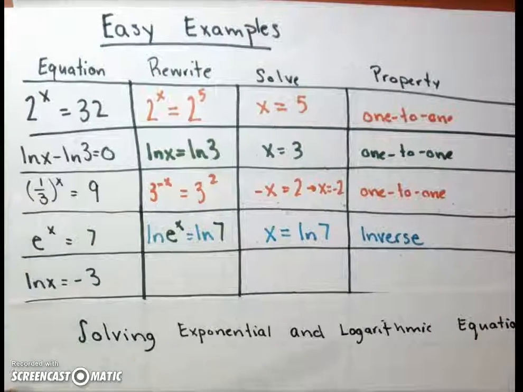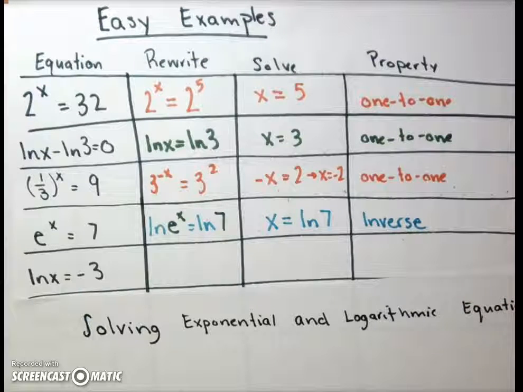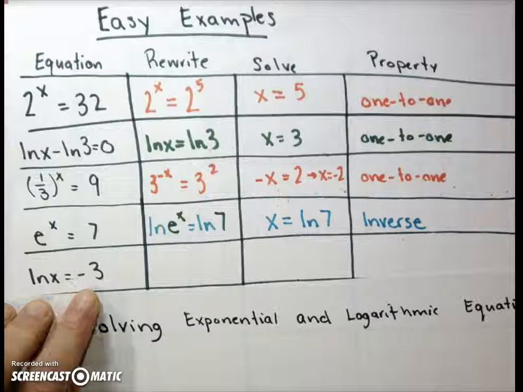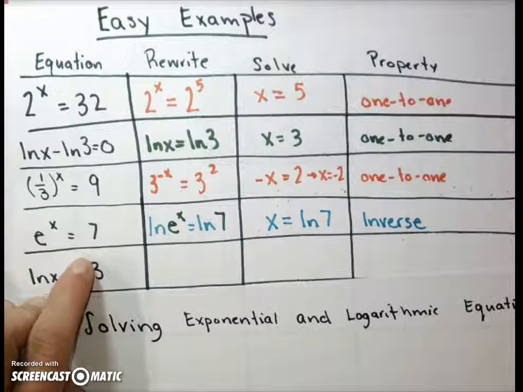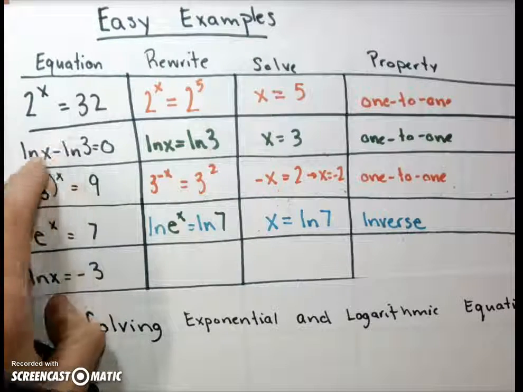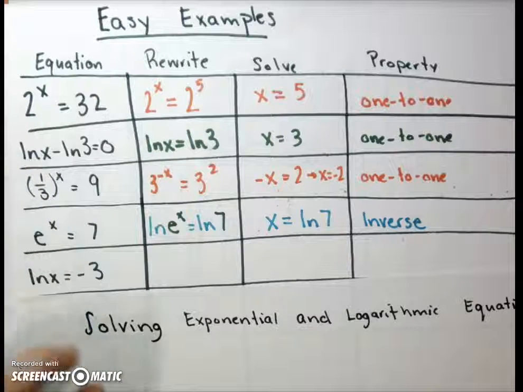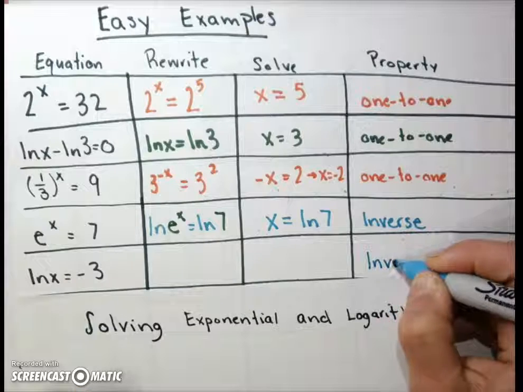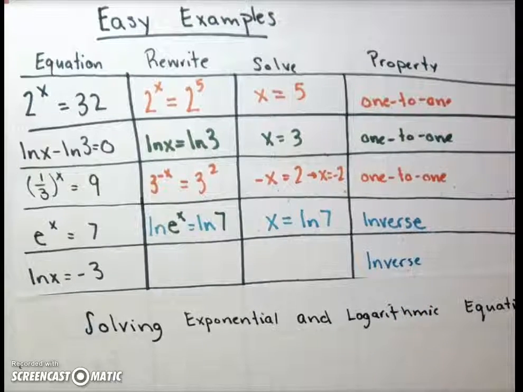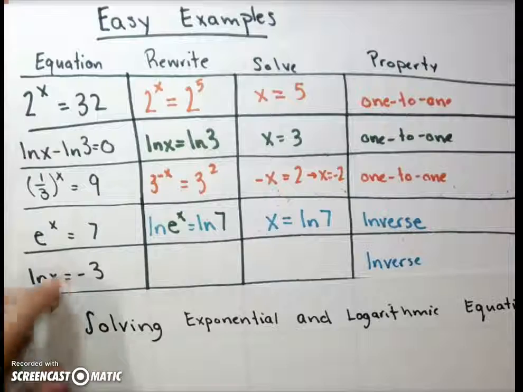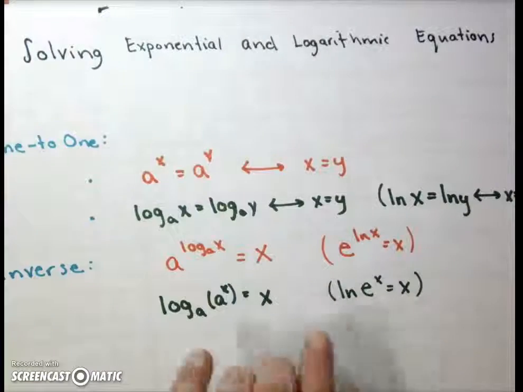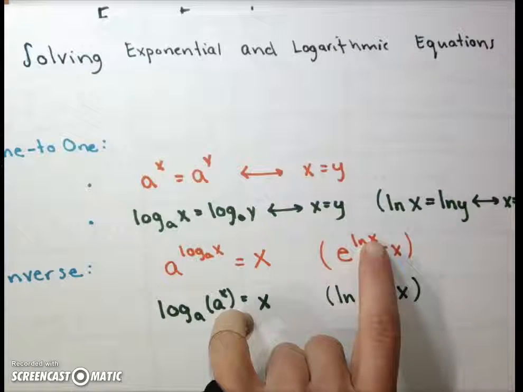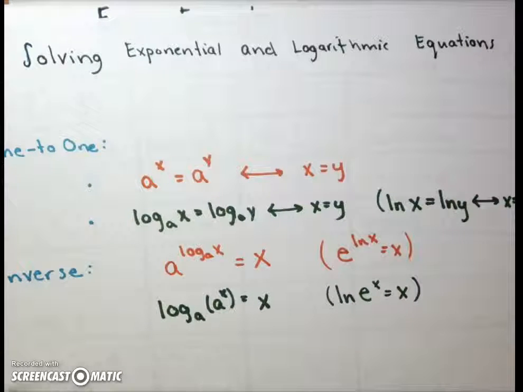Let's try another. So now I have ln of x equals negative 3. This isn't written in terms of the natural log like my example up here. So I need to use the inverse property again. But how will I do it this time? If I take the ln of both sides, that's not really going to help. But I have another form of the inverse property. If I have e raised to the ln of x, that equals x.